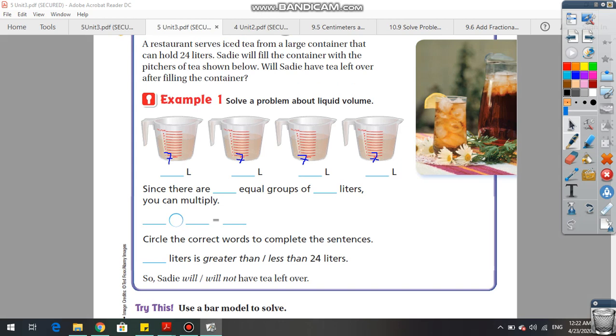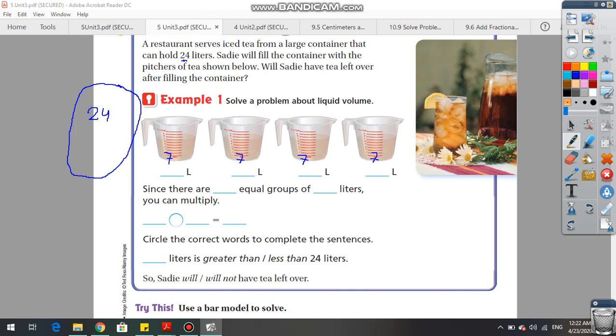A restaurant serves iced tea from a large container that can hold 24 liters. I have a large container. Let's actually draw it here. Large one can hold 24 liters. Sadie will fill the container with the pitchers of tea shown below. Okay, and in each one, I have 7 liters. Will Sadie have tea left over after filling the container?